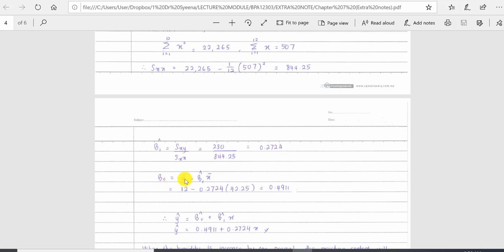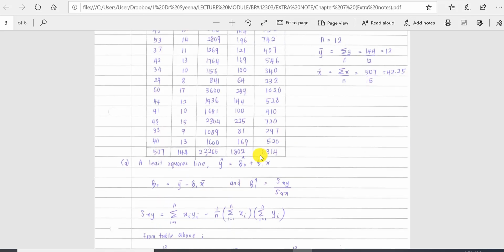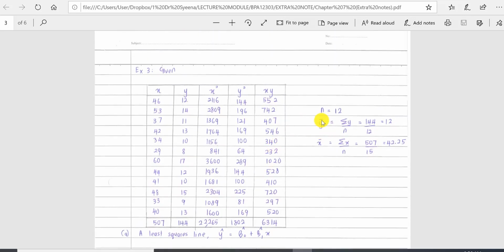Now beta naught is the mean of y minus beta one times x bar, the mean of x. Do you have the value of the mean of y and the mean of x? We already calculated them here. The mean of y is 12, and the mean of x is 42.25.